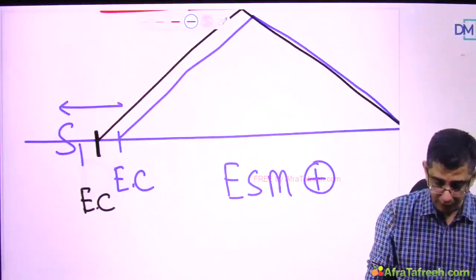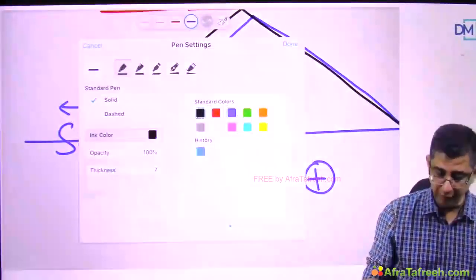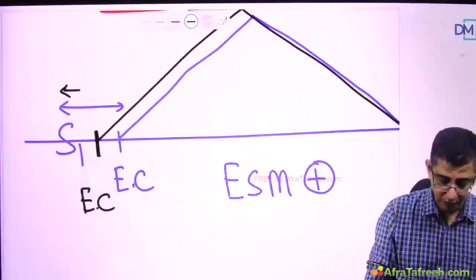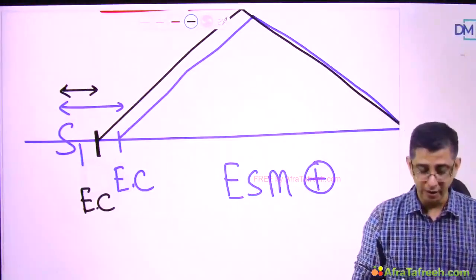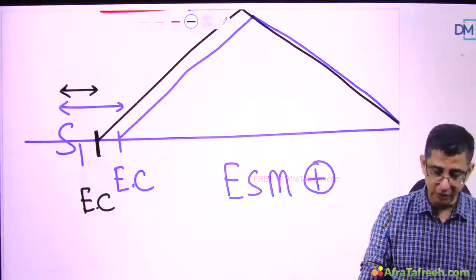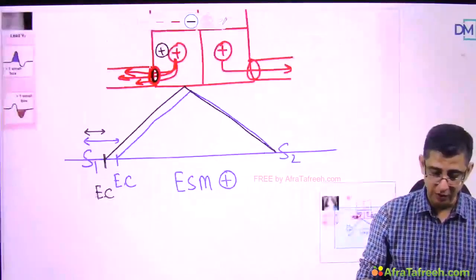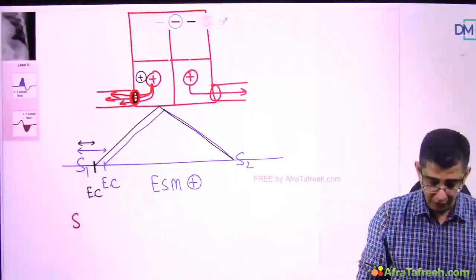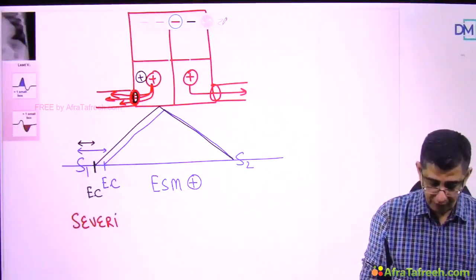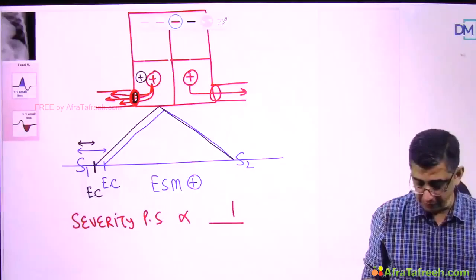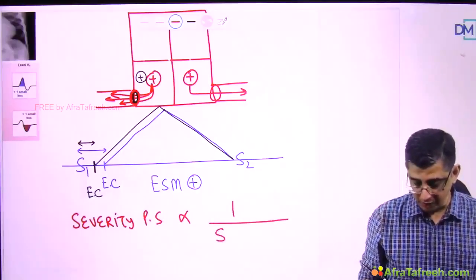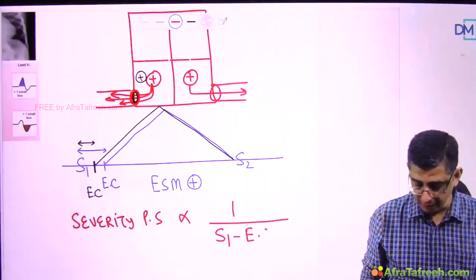What I'm doing here is similar to what I've done even for mitral stenosis. In mitral stenosis, I have been talking about the gap between S2 and opening snap, but here I am talking about the gap between S1 and ejection click. So I would like to say that the severity of pulmonic stenosis is inversely related to the S1 and ejection click gap.